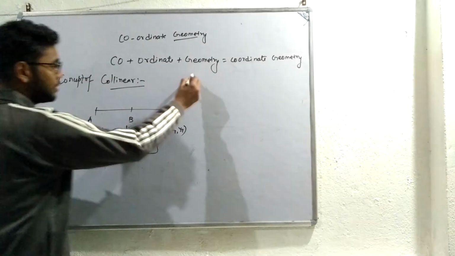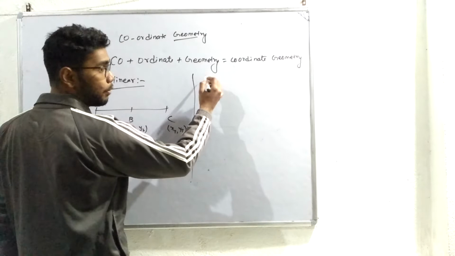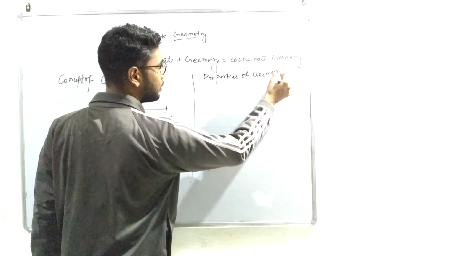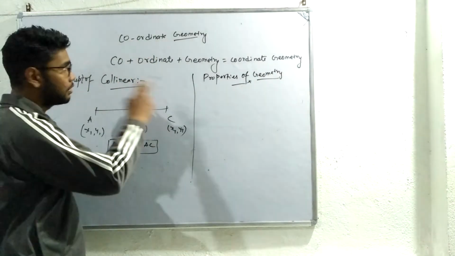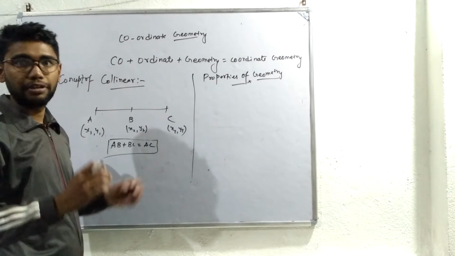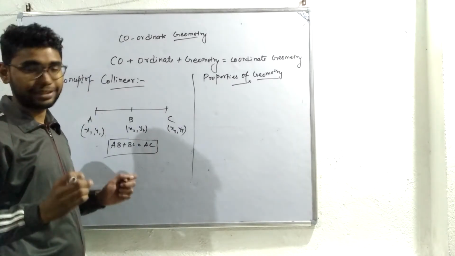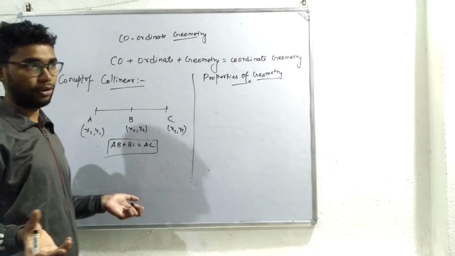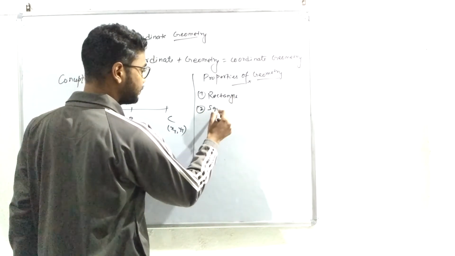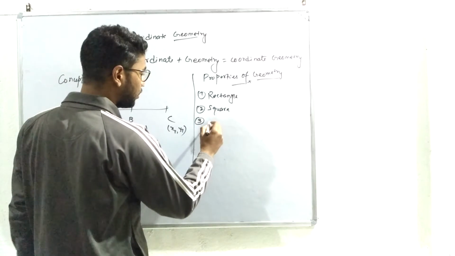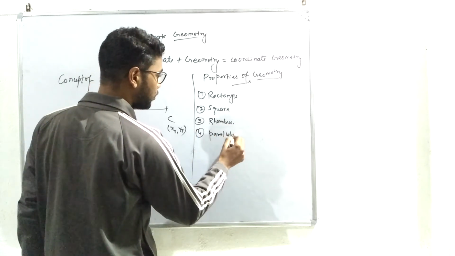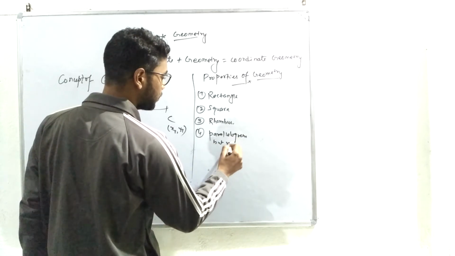Next is the concept of properties of geometry used in coordinate geometry. If we join different points, they form a geometric shape, like different types of parallelogram: rectangle, square, rhombus, and a parallelogram that is not a rectangle.